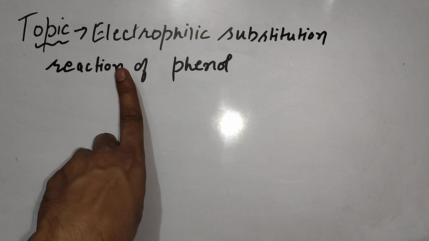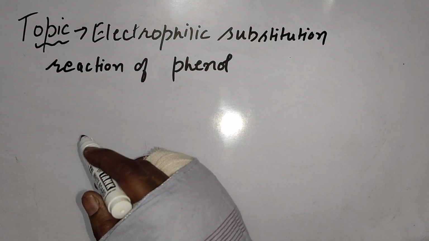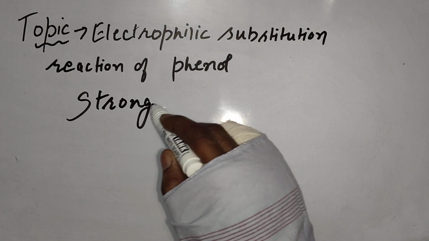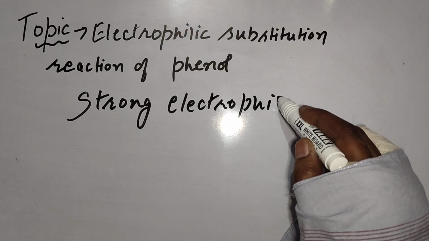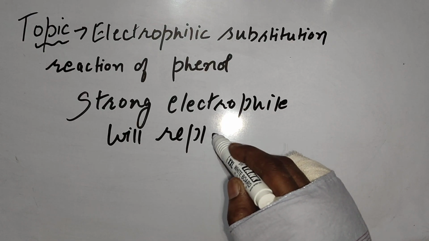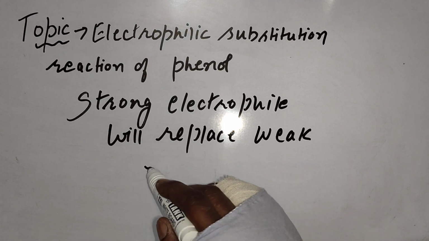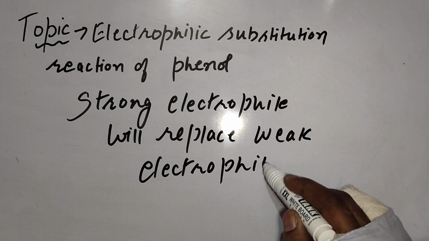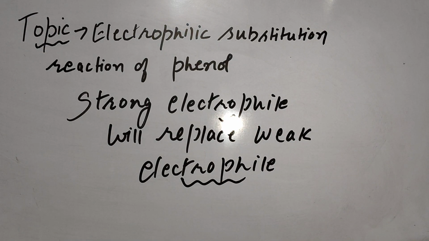Electrophilic substitution reactions we have already done for halogens also. What are electrophilic substitution reactions? Those reactions in which a strong electrophile will replace or substitute a weak electrophile. Such reactions are known as electrophilic substitution reaction.